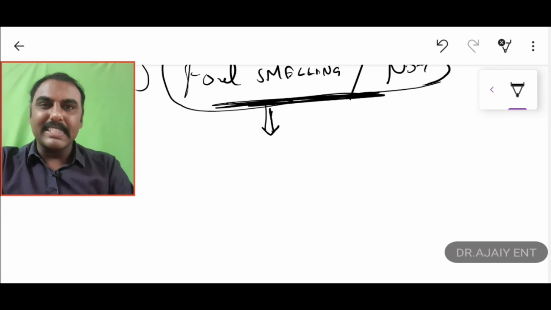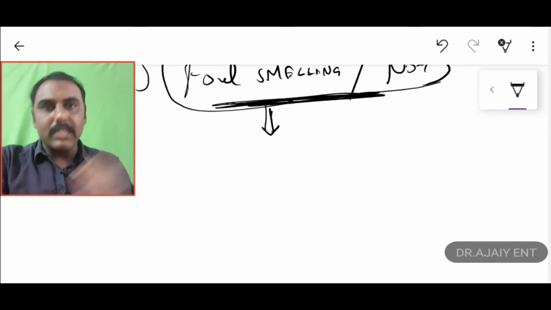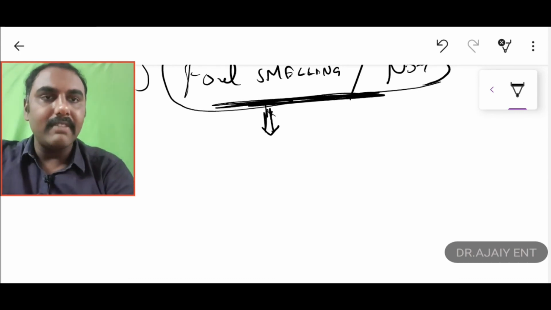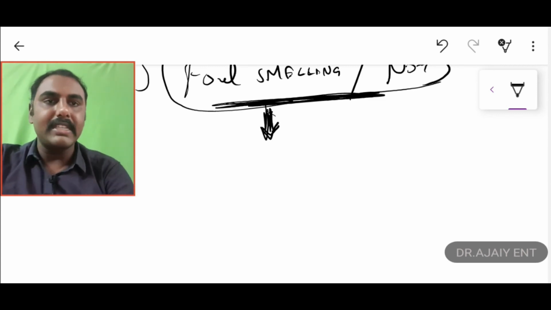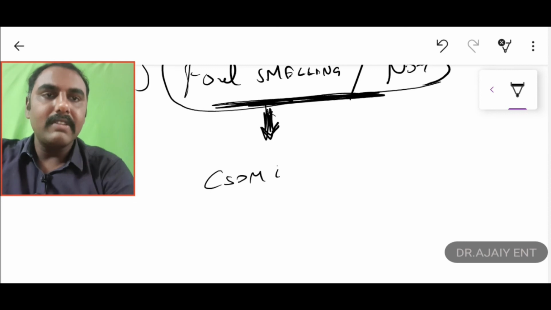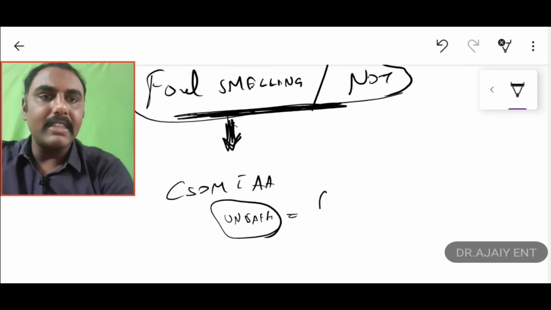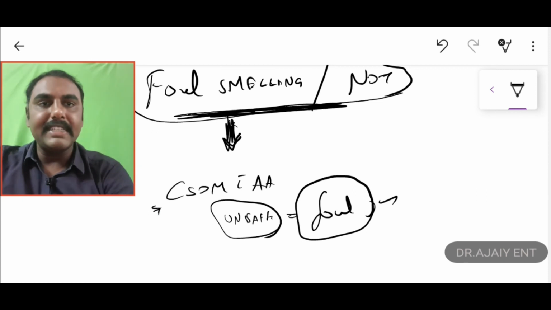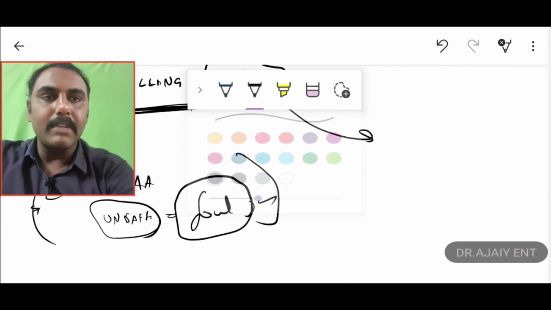If there is some severe infection, or an infection which can involve the bone and erode the bone, right? So in our CSOM case, which can involve the bone? A cholesteatoma, that is CSOM of the atticoantral, unsafe type, can erode the bone. So this can erode the bone, presenting with a foul smelling discharge. So a foul smelling discharge is seen in the atticoantral type and not in the tubotympanic type.